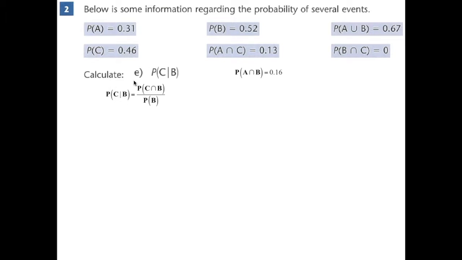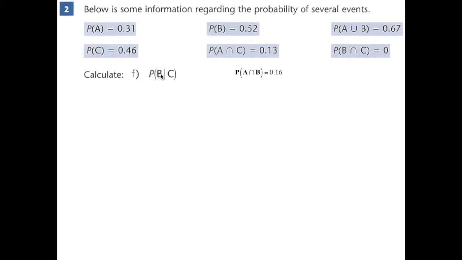2E, the probability of C given B. The probability of C given B is the probability of C intersection B, or B intersection C, same thing. Do we have a B intersection C? Oh, yeah, we do, 0. The probability of B intersection C is 0, so this is the same thing. What C has in common with B is what B has in common with C, it's the same. Divided by the probability of B. The probability of B is 0.52. So that's 0 divided by 0.52. 0 divided by anything that's not 0 is 0. Like, how many times does 0.52 fit into 0? Not at all. So the answer is 0.